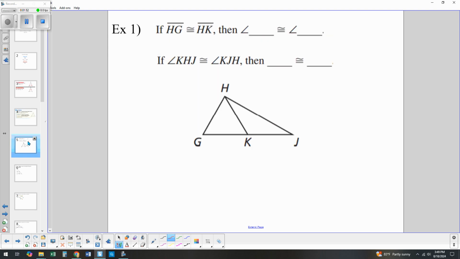So in our first example, we have a diagram, and then we have some information. So if I was told that segment HG and segment HK were congruent, which two angles would be congruent to each other? So if these are our two congruent sides, this is my non-congruent side, or the base. So the two angles that touch the base would be the ones that are congruent. So that could be angle G, and then unfortunately I can't call this K, we'll call it angle HKG.